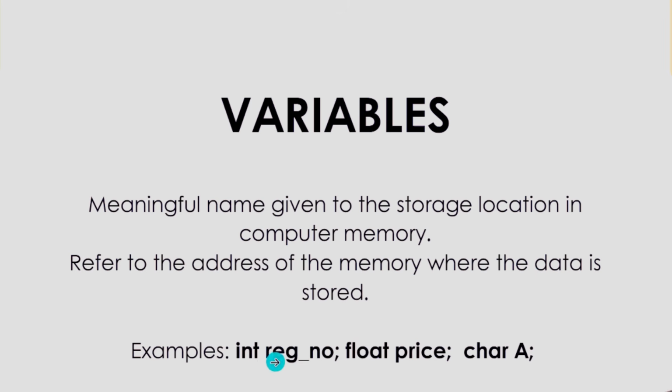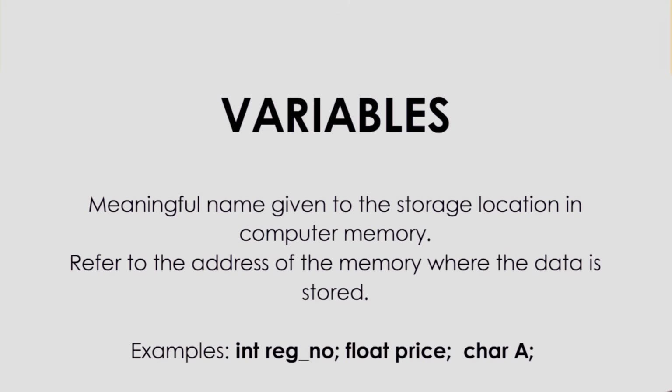For example, I have created three variable declarations: int register number, float price, char A. If we take this float price, I'm assigning a value of 5674.75 to this price. So for float, it allocates 4 bytes of memory. So imagine it allocates 4 bytes of memory and it holds a value called 5764.75 in the name of price.